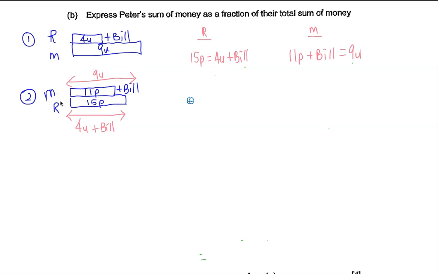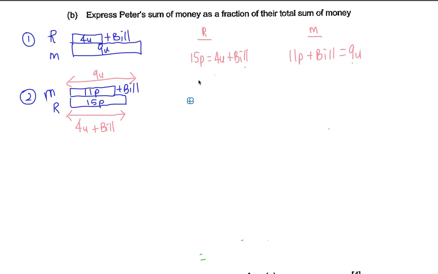Now by looking at the second scenario, we know that Mary, the original amount of money she had was 9 units, and in the second scenario it is actually 11 parts plus the bill. So we know that this 11 parts plus bill is the total amount of money she had at first, which is 9 units. And for Roger, 15 parts is actually the amount of money he had at first. And from scenario 1, it is actually 4 units plus the bill. 4 units plus the bill will give him the original sum of money here, which is 15 parts.